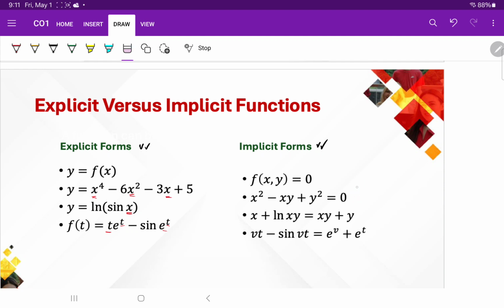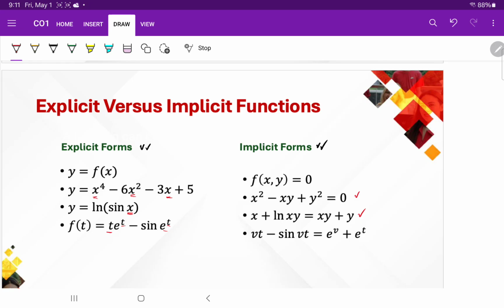Let's go over number 2. On the right side, for this one, you have x and y, both present on two sides of the equation. Same thing with this one. On the left side, you have x squared minus xy plus y squared. You did not express y in terms of x. Right? So, these are examples of implicitly defined functions, but these are explicitly defined functions.